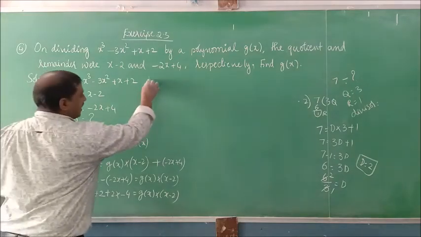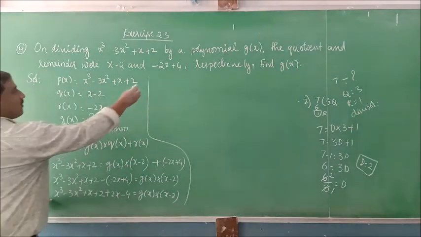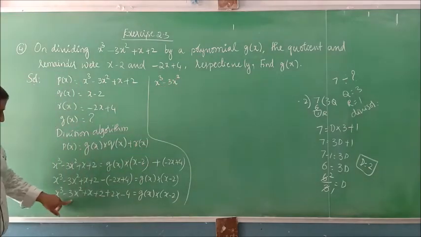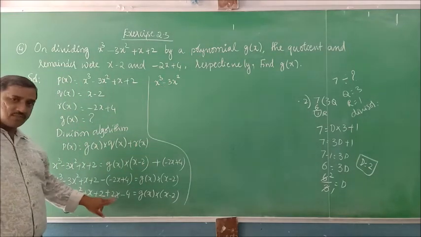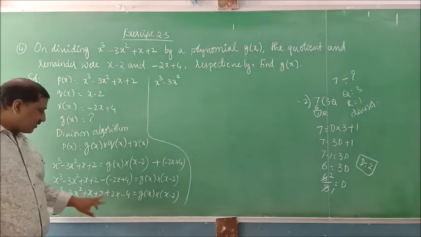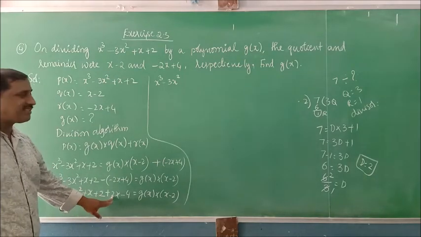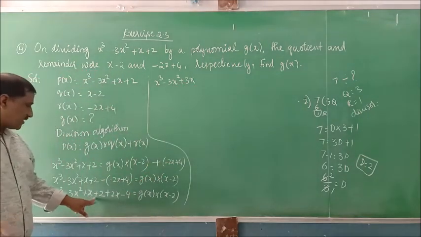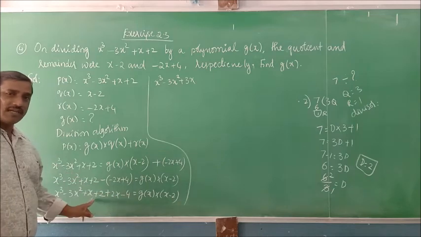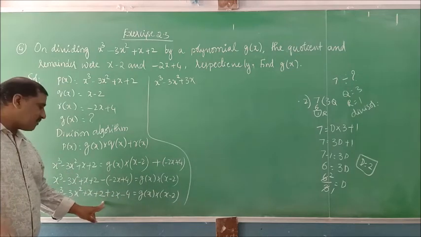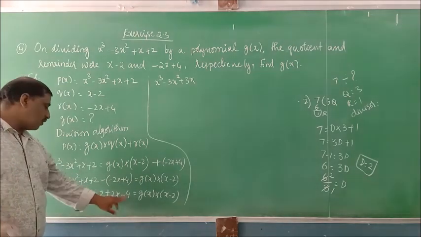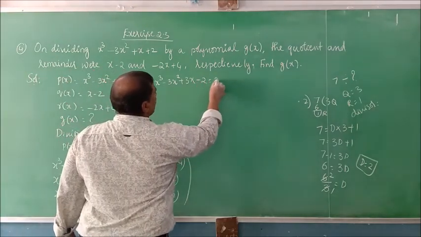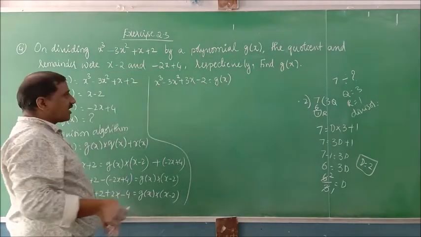So now what we get is x cube as it is, minus 3x square. Now plus x plus 2x, plus x is plus 1x, plus 1x plus 2x, 1 plus 2 is 3, therefore it is plus 3x. Now plus 2 minus 4, minus 4 plus 2, different signs are there, subtract the numbers and take the sign of the greater number. So 4 minus 2 is 2, we get minus 2. That is equal to g of x into q of x, which is x minus 2.